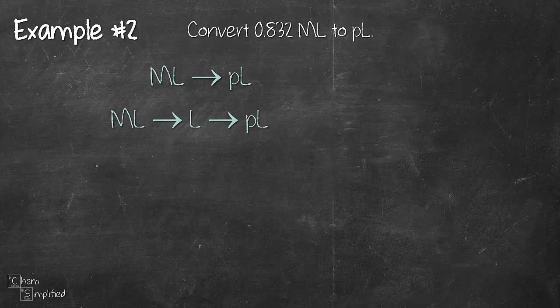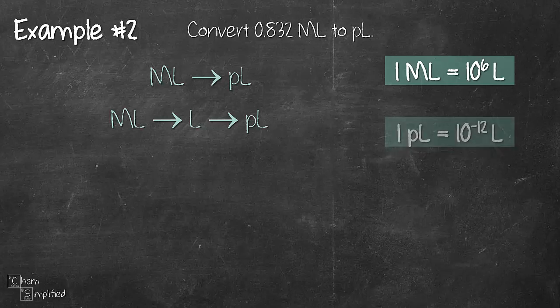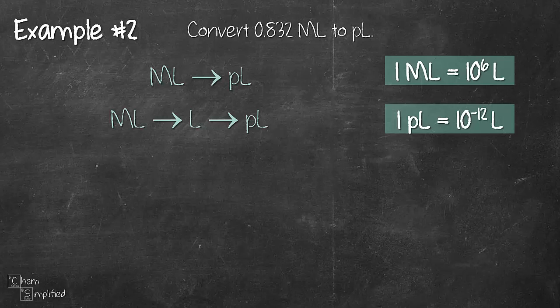We can break it down going from mega to the base unit, and then from the base unit to pico. So mega is 10 to the power of 6. Pico is 10 to the power of -12. So we'll do the same way, everything in one shot. Start off with the value that's given, 0.832 megaliter.